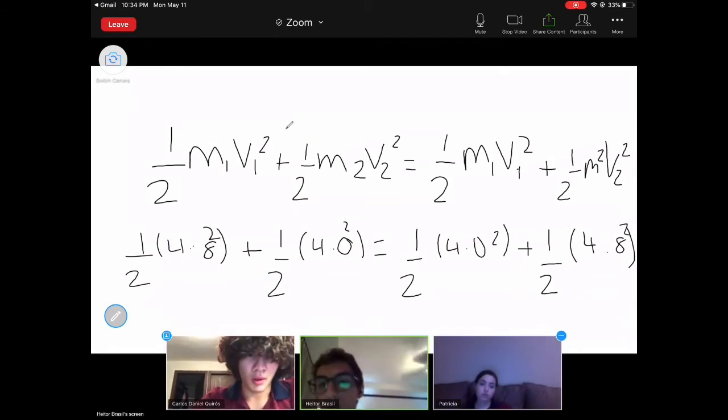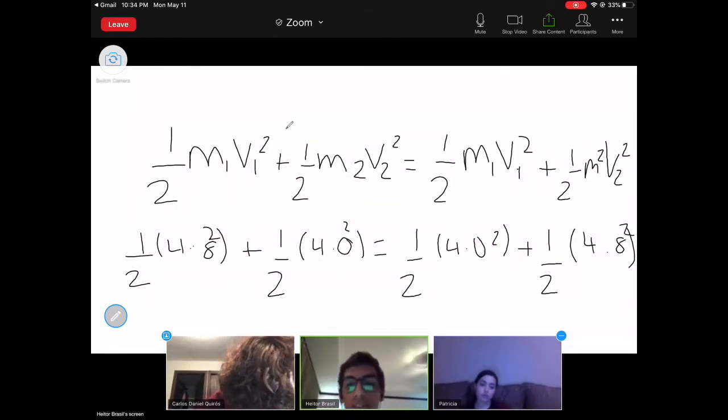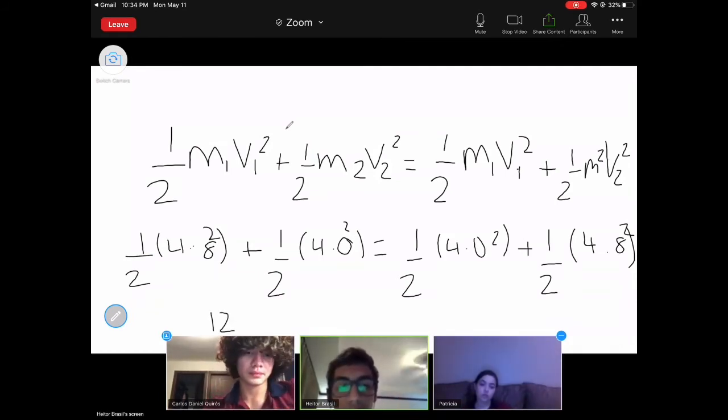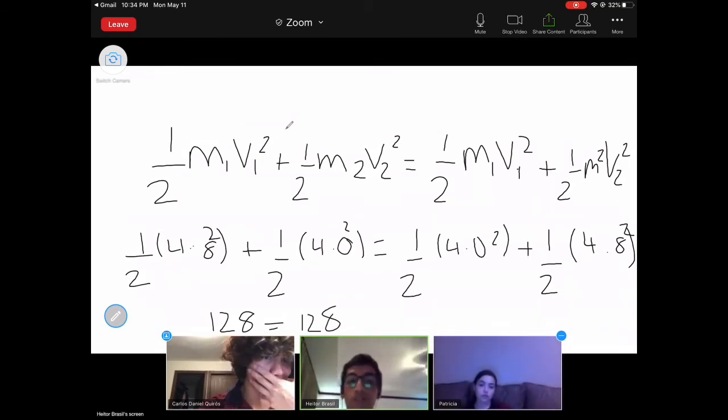And as you can see, basically what we have on the left is the same thing that we have on the right. So if we end up calculating all this, it's going to be 128 equals 128. And that basically proves the idea that the kinetic energy was conserved during the collision, and therefore that is an elastic collision. Do you guys have any questions? No.